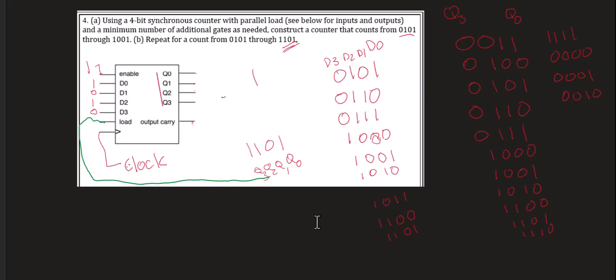So the number I'm trying to reach is 1101. This is Q0. This is Q1. This is Q2. This is Q3. And D3 correlates to Q3, right? D3 is the input. The D's are the inputs. These are the outputs. So we're looking at the outputs. We want it to stop when the output gets to 1, 1, 0, 1.